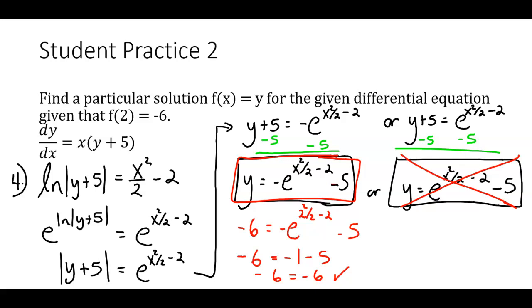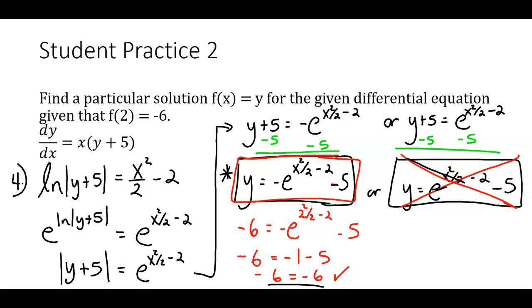When you plug in your negative 6 and your 2, once again, this whole thing just becomes 1. But there is a negative in the front, so it's negative 1. And then, when you have negative 1 minus 5, you get negative 6, and that's a true statement. So by plugging the initial condition into this one, that means that must be the solution and not the one over here. All right?